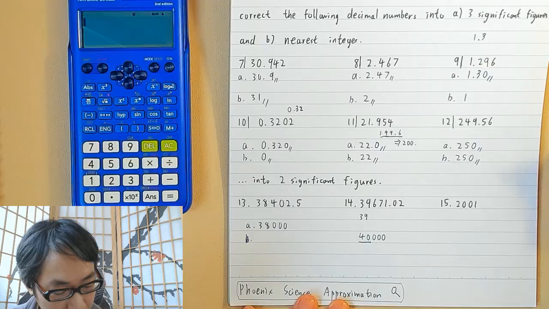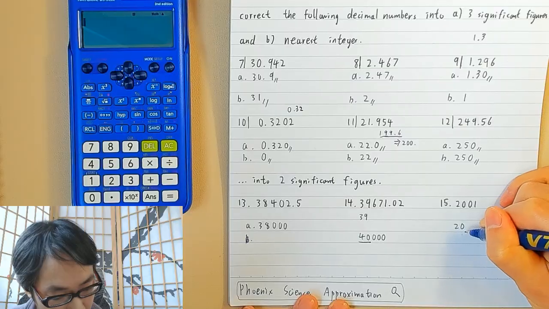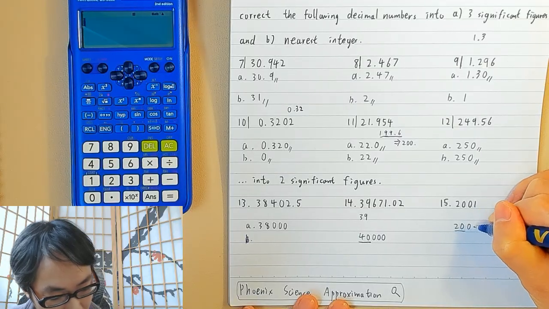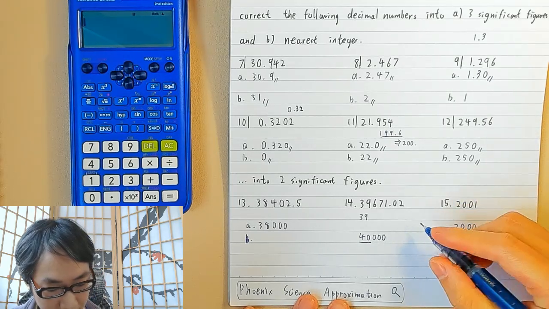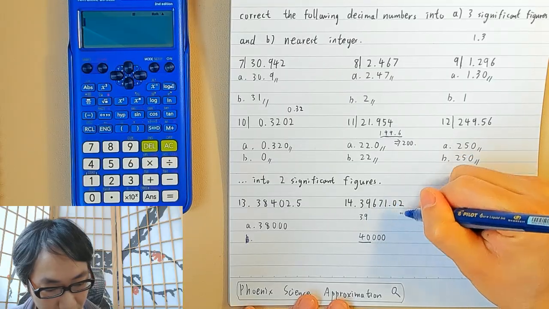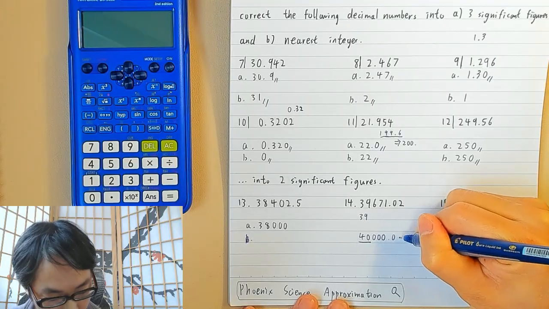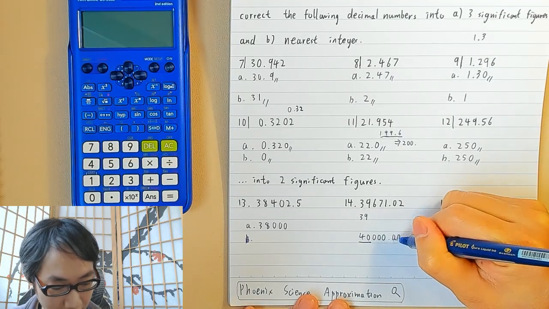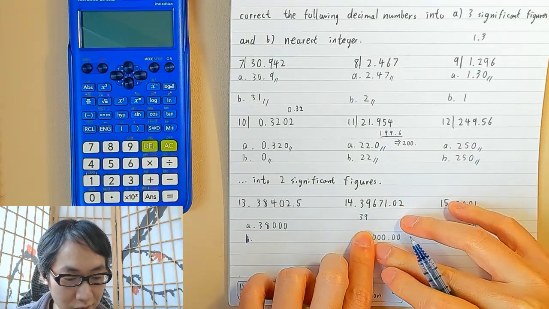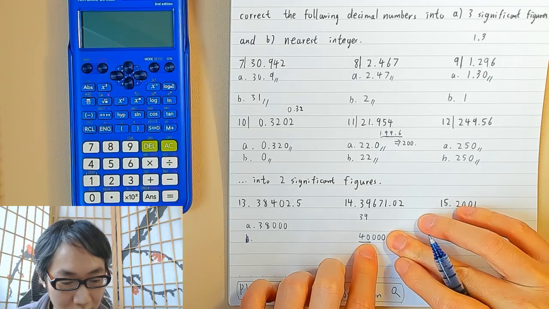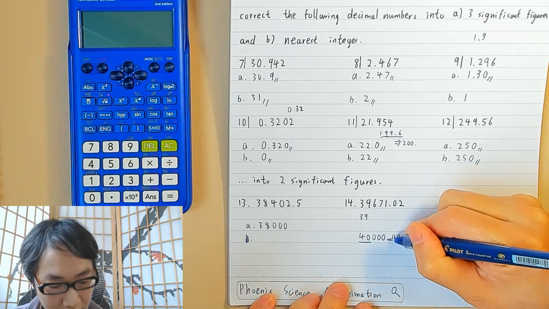Okay, number 15. Two significant figures. So 2 0. Then the rest will be 0. Oh, by the way, what about the rest, this 02? No, we don't need it, because this is already enough to show the position. These zeros are only here to show the magnitude of the digits 4 and 0, and especially the 4. So we do not need this.